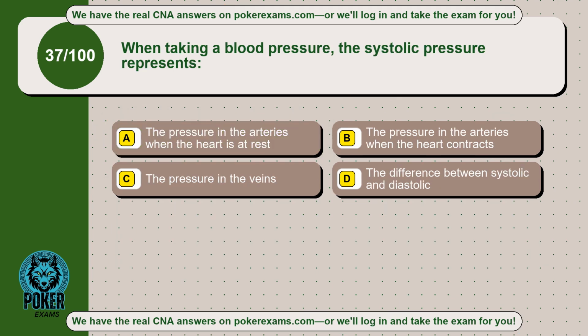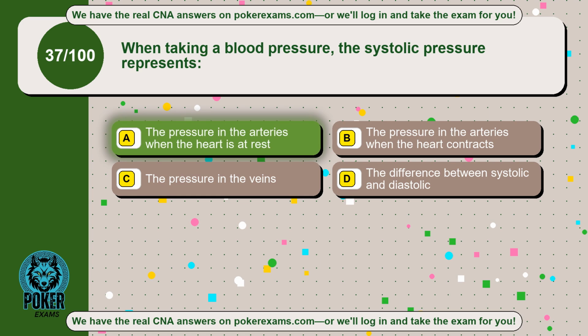Question 37. When taking a blood pressure, the systolic pressure represents: Option A. The pressure in the arteries when the heart is at rest. Option B. The pressure in the arteries when the heart contracts. Option C. The pressure in the veins. Option D. The difference between systolic and diastolic.